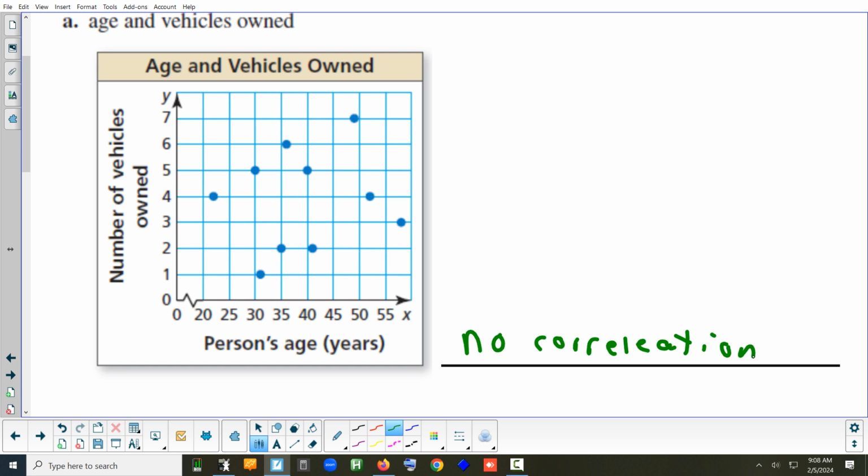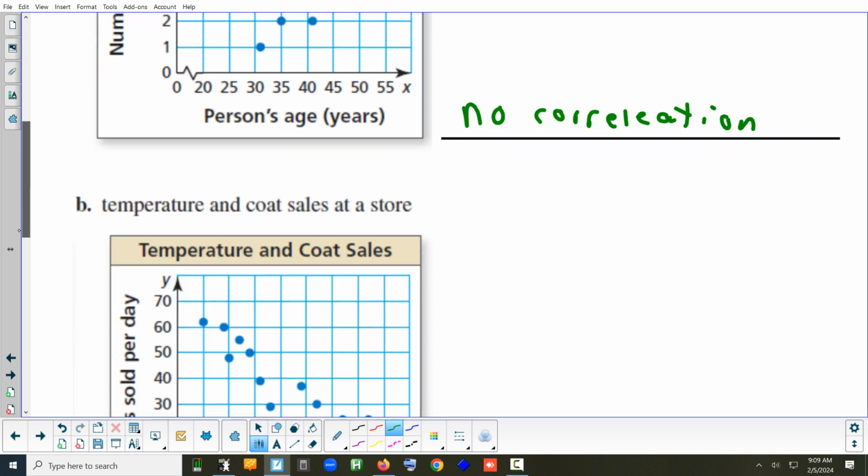It would be better if you could ask hundreds, thousands, or even millions of people how old they are and how many cars they own. And if you had millions of sets of points, that would be better. Then you'd see more data. Okay. But based on the data we have, I would say there is no correlation.